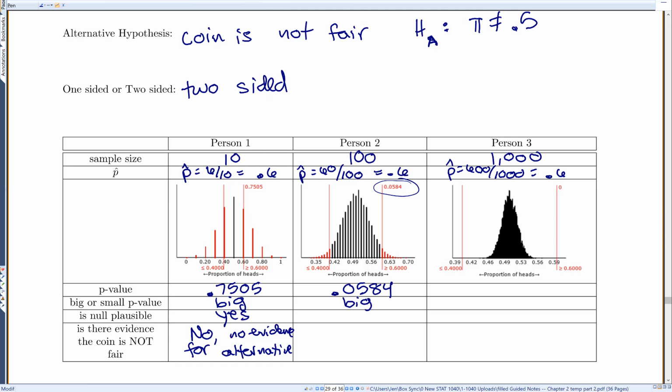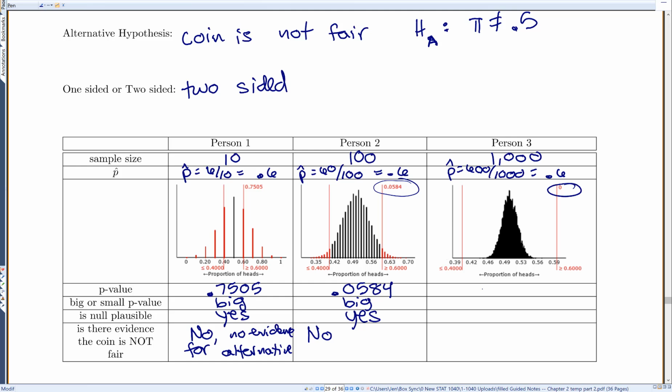So is the null plausible? Yes, it still has about a 6% chance of getting our data if the null is true. And so is there evidence that the coin is not fair? No, but we were getting pretty close. Okay, if you have studies where you think, oh, that's kind of close, I don't really know, what they should do is just go get more data, go get a bigger sample size, and then they'll be able to tell better.